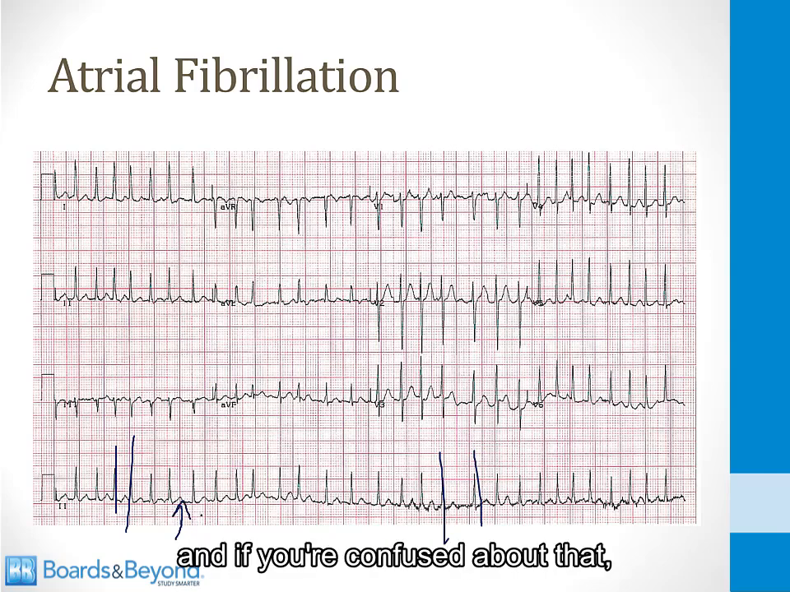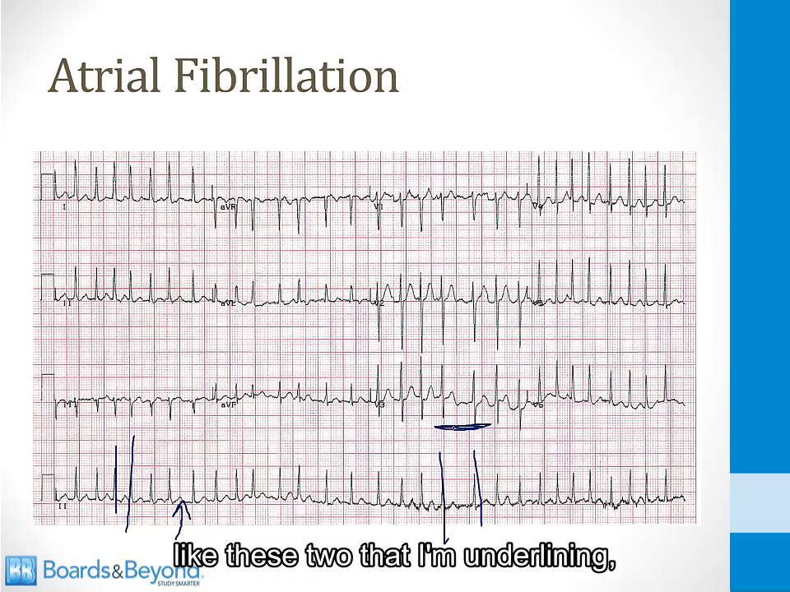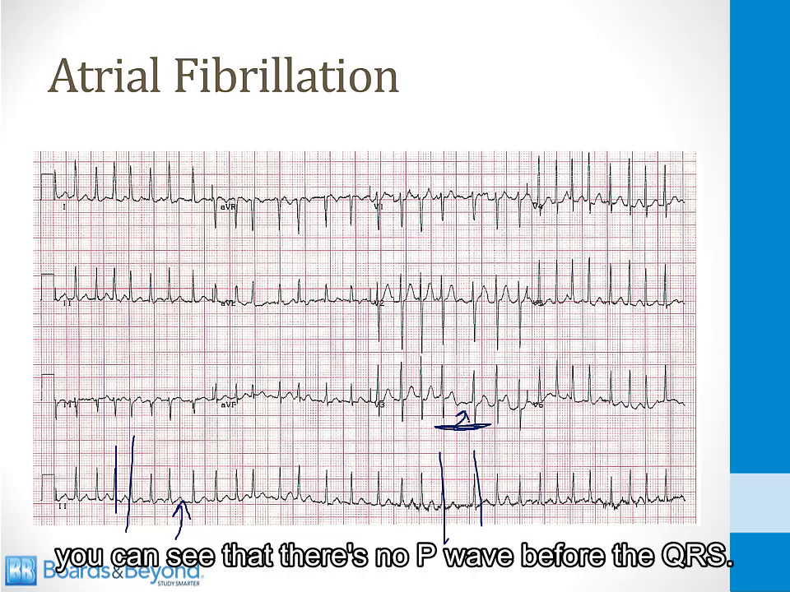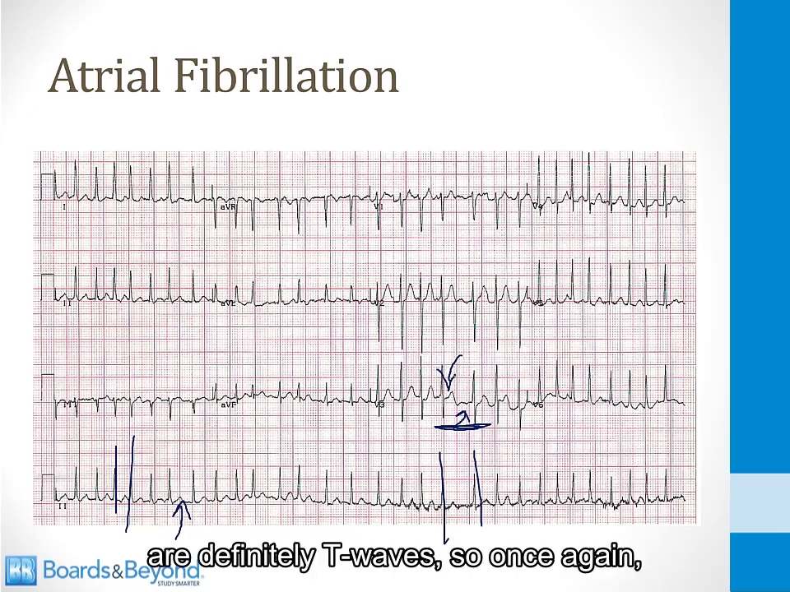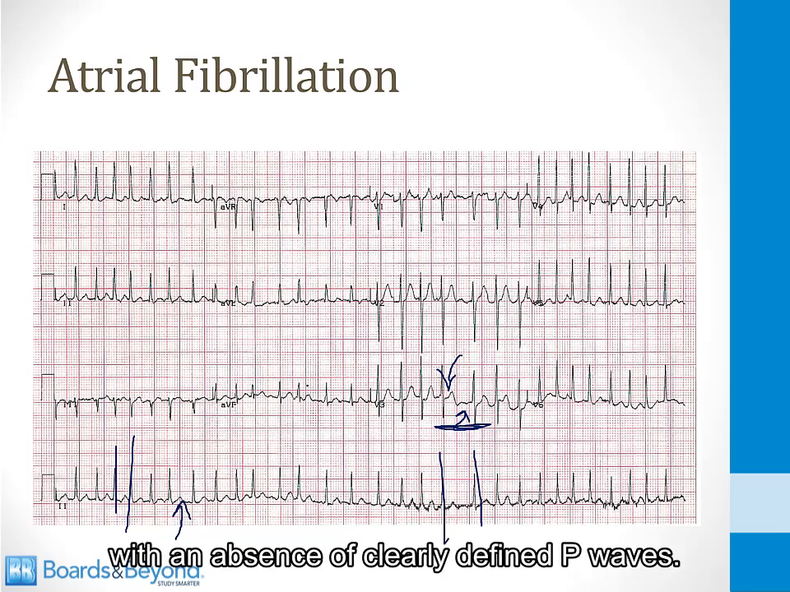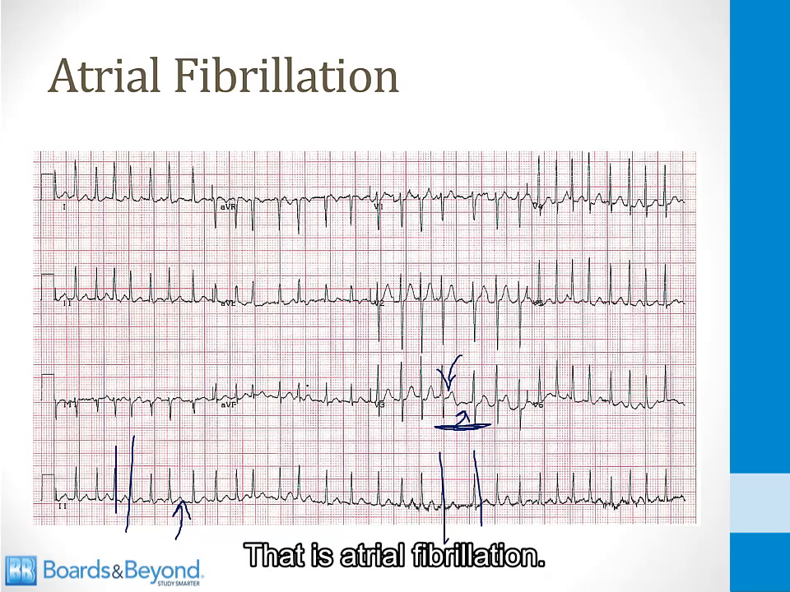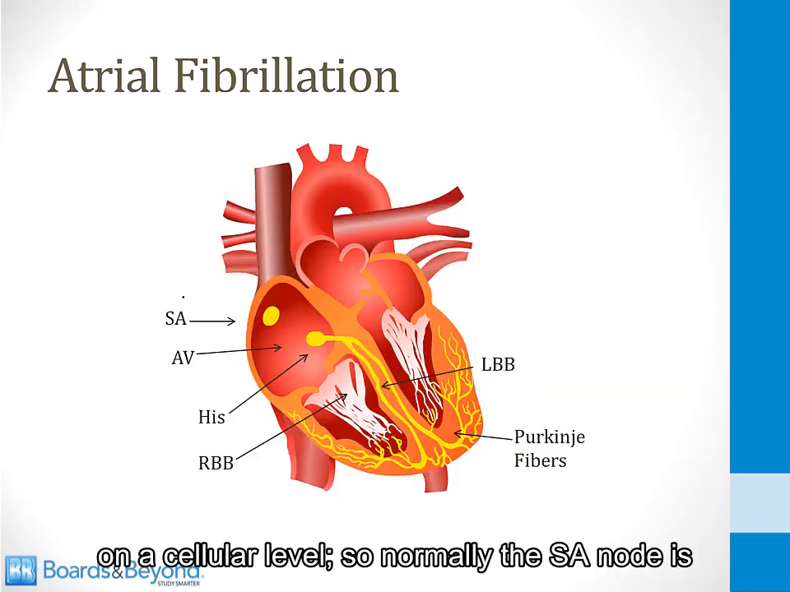And if you're confused about that, when you find two QRSs that are further apart, like these two that I'm underlining, you can see that there's no P wave before the QRS. You can also see that the bumps you're seeing in other sections of the EKG are definitely T waves. So once again, you've got an irregularly irregular pattern with an absence of clearly defined P waves. That is atrial fibrillation.